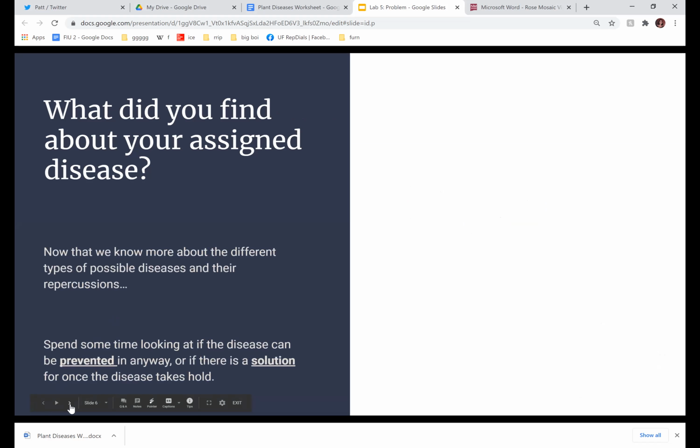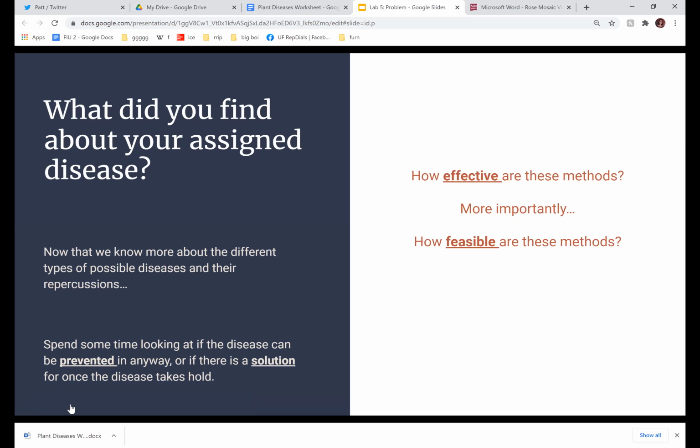Okay. So now that you know more about the different types of possible diseases and their repercussions, let's spend some time looking into whether the disease can be prevented in any way, or if there's a solution once disease takes hold. We want to focus on how effective these measures are, and more importantly, how feasible they are economically, or just within the bounds of science. I'll give you about 3 or 4 minutes once again, split you into little breakout rooms, and then we'll come back and chat.